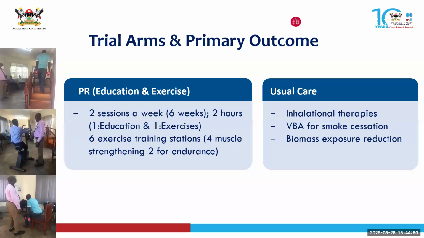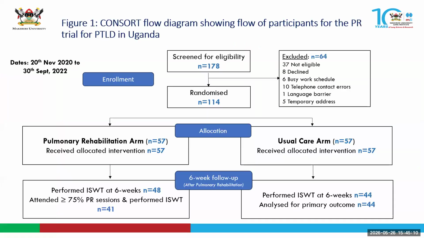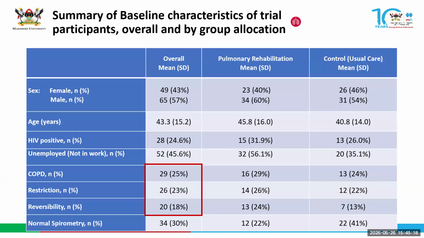So again, patients were grouped into two, either to be offered pulmonary rehabilitation or usual care, which usually just included, if you have an airway syndrome that needs inhalers, we give you inhalers. If you are smoking, we advise you to stop smoking, and overall to avoid biomass smoke because that can easily exacerbate the underlying airway syndrome. So a total of 114 were randomized to each arm to receive either pulmonary rehabilitation or usual care. And what we generally saw was that most of the participants had some bit of airway syndrome, and that's the box that you see there.